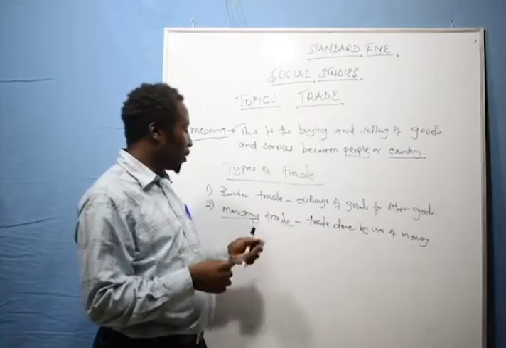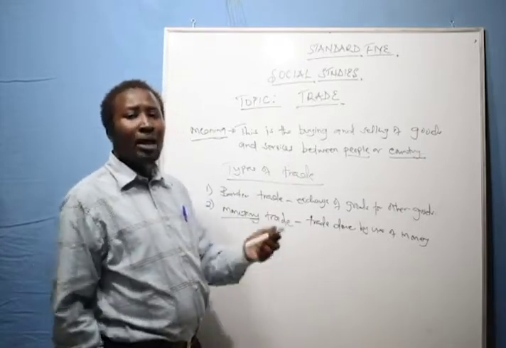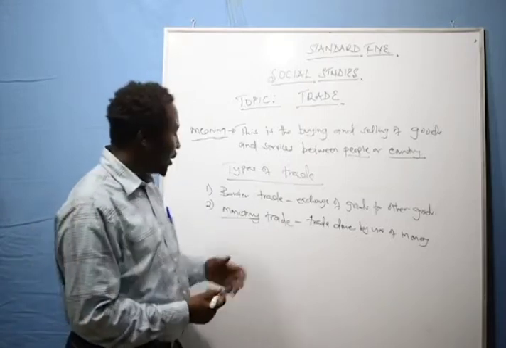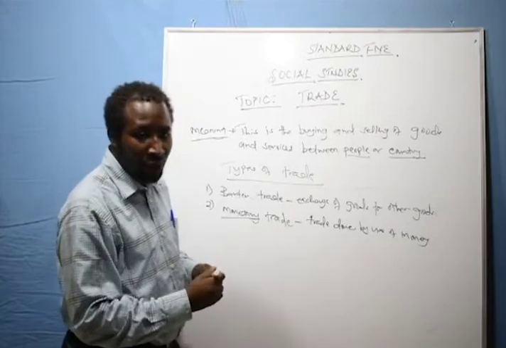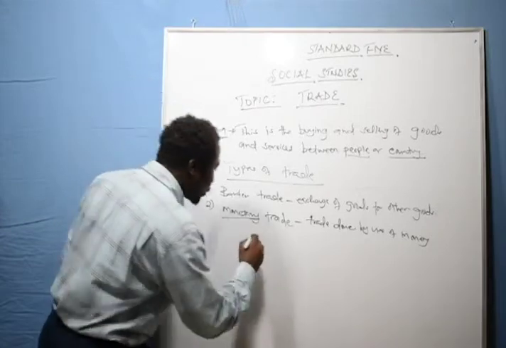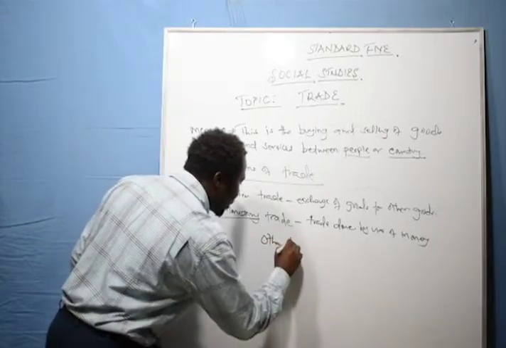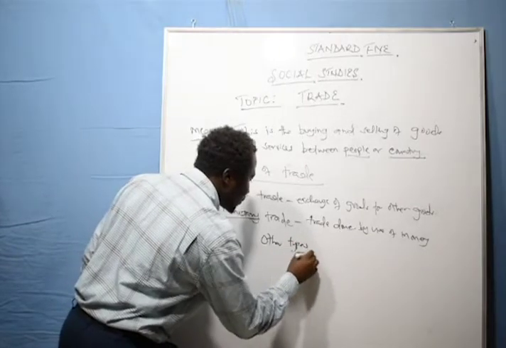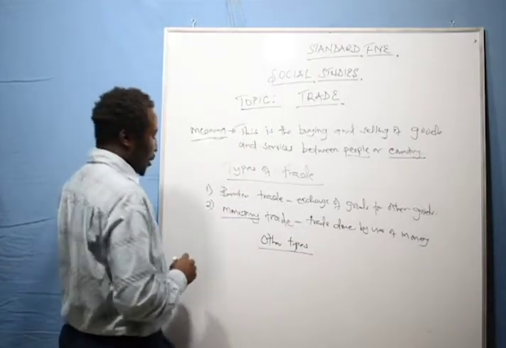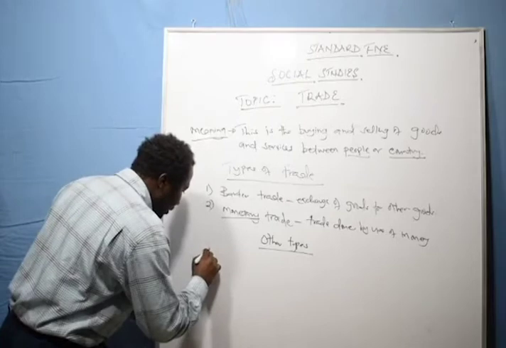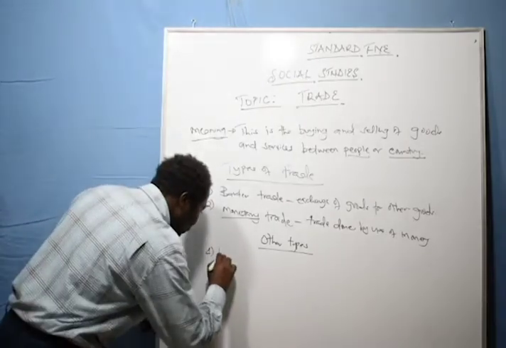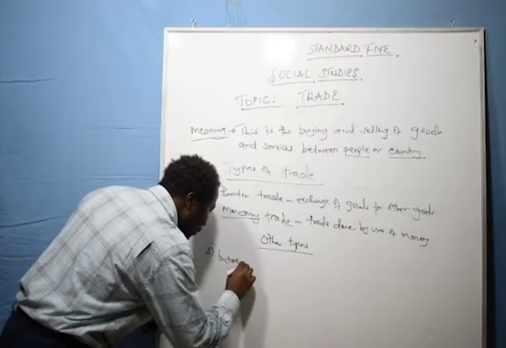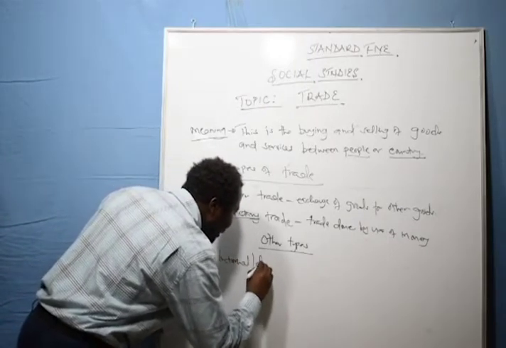So as we come to class 5, we now subdivide trade into another two types. We talk about other types. One, we have what we call internal, or domestic trade.